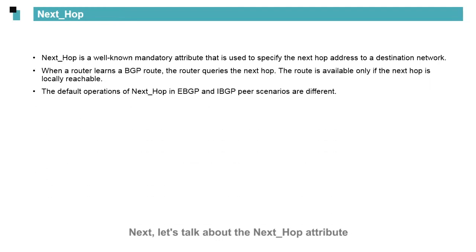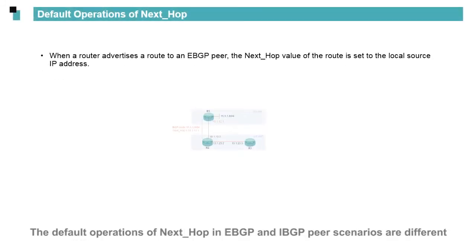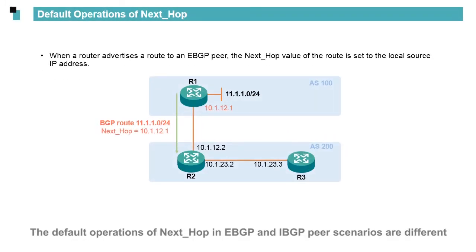Next, let's talk about the next hop attribute. It is a well-known mandatory attribute and is used to specify the next hop address to a destination network. When the router learns a BGP route, the router queries the next hop. Generally, the next hop is not directly connected to the router. In this case, route iteration is required. The default operations of next hop in eBGP and iBGP peer scenarios are different.